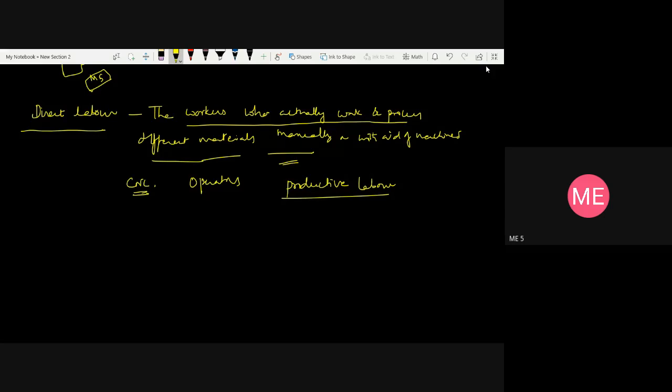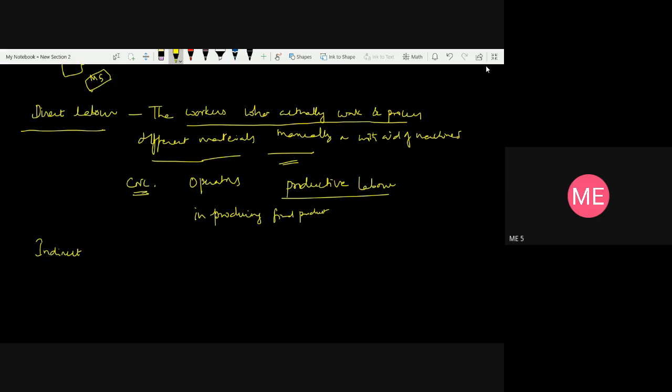Those which are directly responsible in producing the final product are called direct labor. Now, the cost associated, for example the salaries given to the laborers, is called direct labor cost. The cost associated with paying the salaries to these laborers is called direct labor cost.